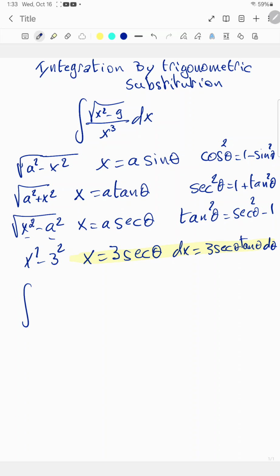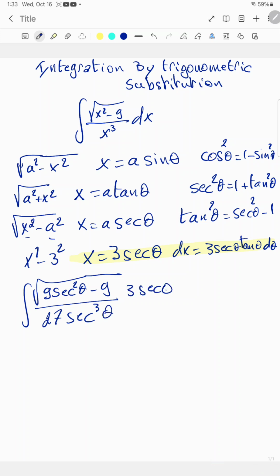So my integral will become square root of x squared, which is 3 squared is 9, sec squared of theta minus 9, divided by 3 to the power of 3 is 27, sec to the power of 3 of theta, and instead of dx, I will write 3 sec of theta tan of theta d theta, that I got from here.